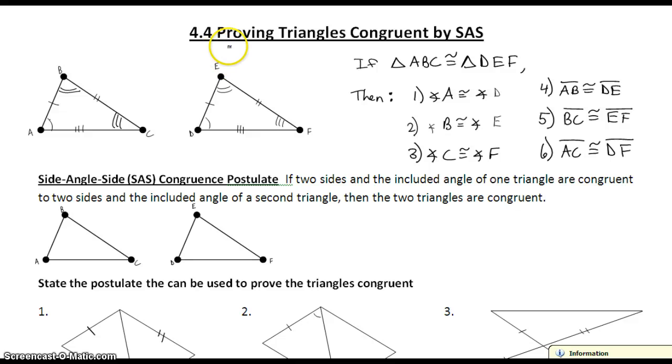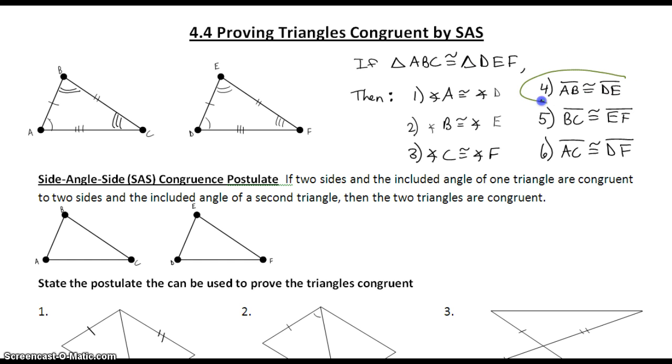In section 4.3, we proved triangles congruent by looking at all three sides. If we had three pairs of congruent sides, the triangles were congruent to each other. Well, it turns out that there's more than one way to prove triangles congruent to each other.